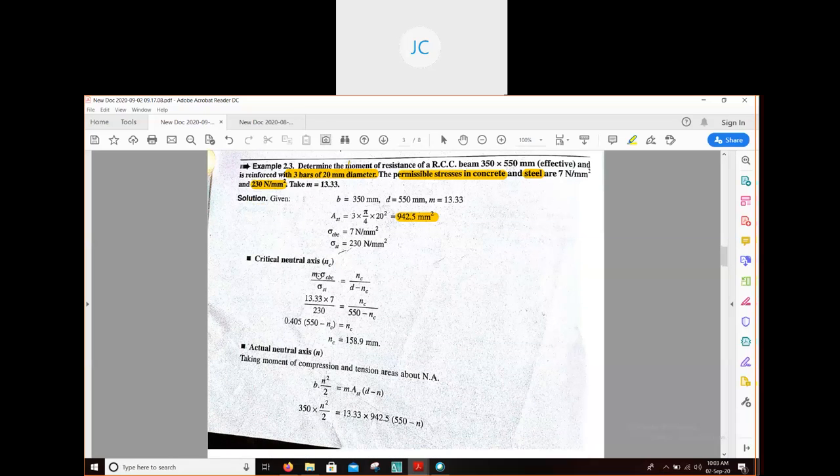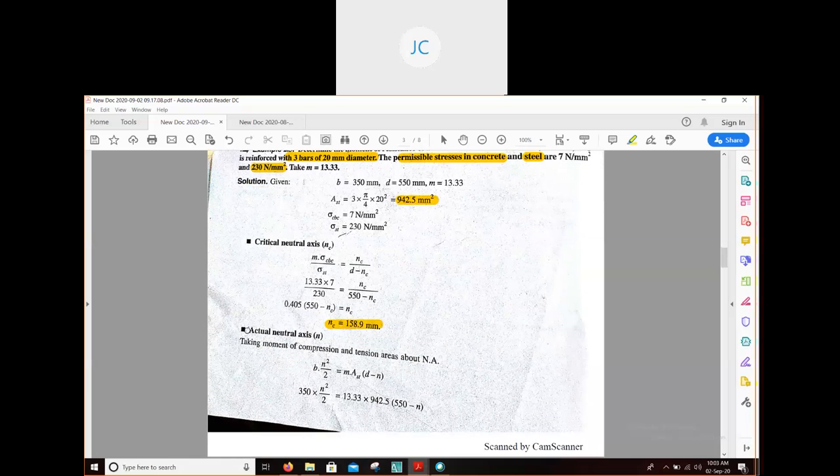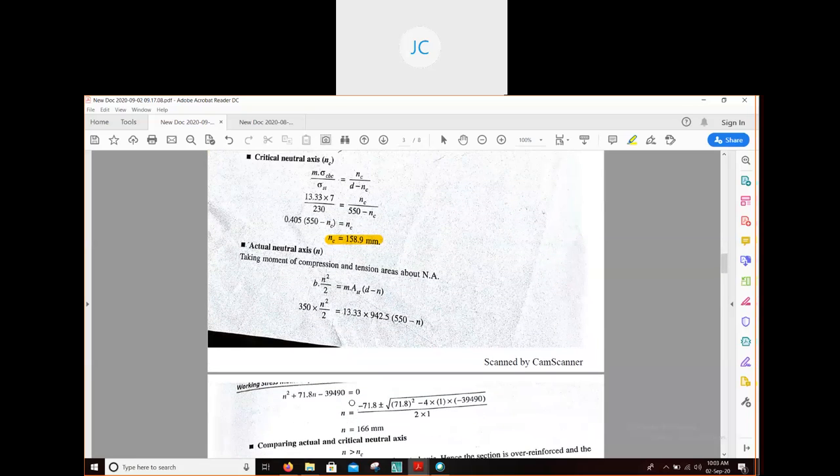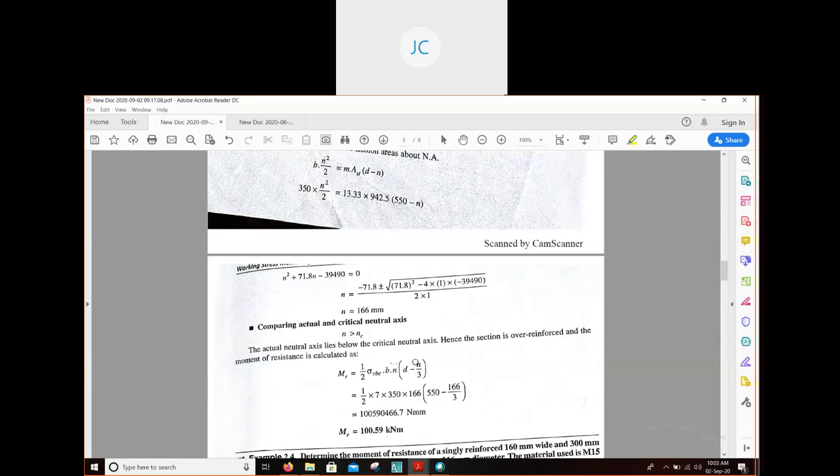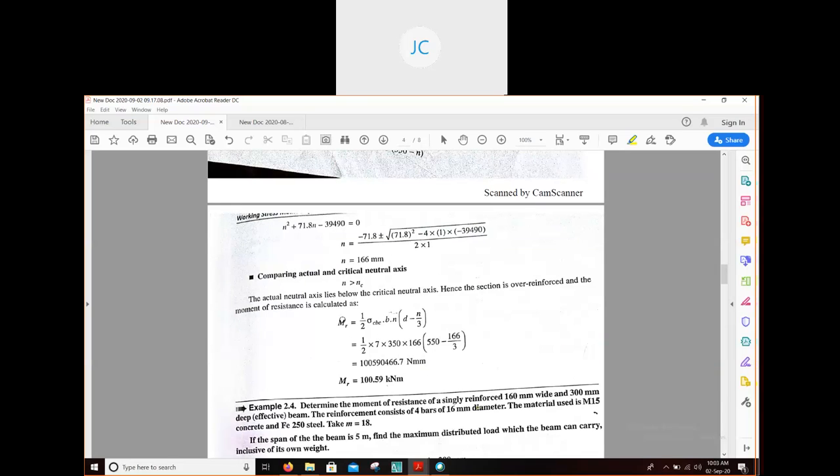Similar to the last problem, we are finding out NC, the critical neutral axis depth. So you have got NC equal to 158. Then for the actual neutral axis, same formula as the last problem. Now in this case, see the values. The depth of the critical neutral axis is less than the actual neutral axis. So in that case, what will happen? Our section will be over reinforced. So if the section is over reinforced, how to find out moment of resistance? This is the formula to find out moment of resistance for an over reinforced section.